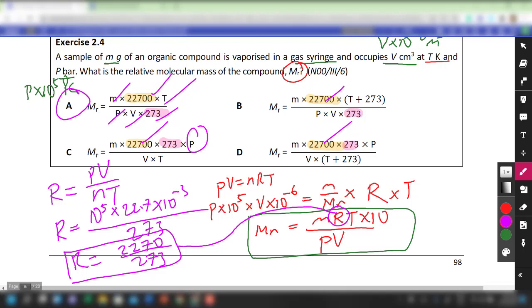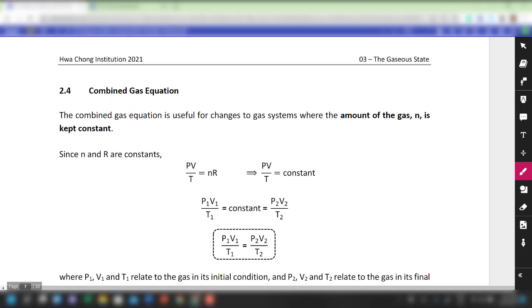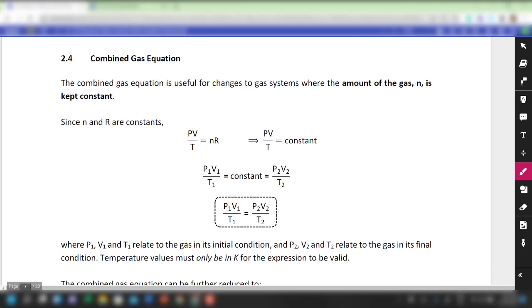Okay, so in short, next time in your MCQ question, if you do not see a representation of R, and then you do see some familiar numbers like 22,700 or 24,000, then maybe it is time to look at how you can re-express R. Okay, next we'll move on to section 2.4 on combined gas equation.